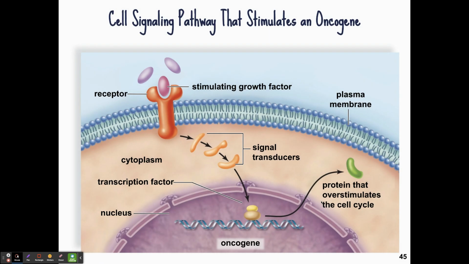As we see here in this cell signaling pathway that stimulates the oncogene, this protein is going to be permanently stuck onto the signal, which is going to send signals to the cell to continuously make more and more and more cells. So the oncogene has been turned on, and as we can see over time, this cell is just going to form a tumor.